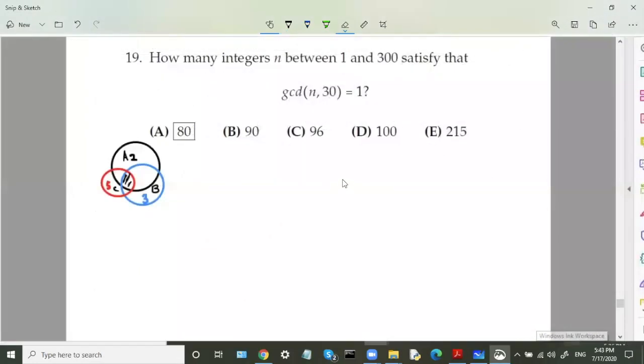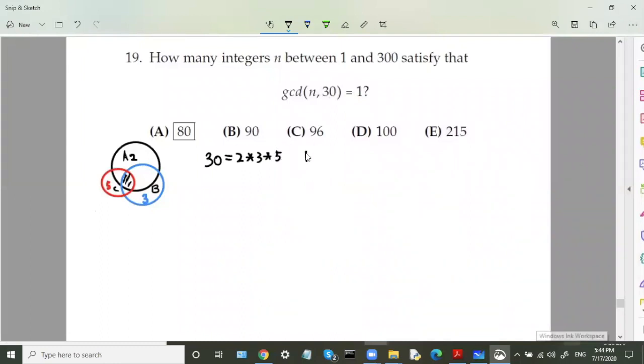Problem 19. How many integers n between 1 and 300 satisfy that the greatest common divisor of n and 30 is equal to 1? So that means n and 30 are relatively prime. So let's factor 30 first. We prime factorize 30 equals 2 times 3 times 5.